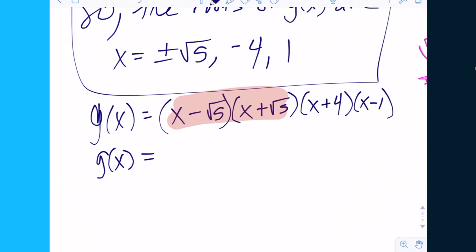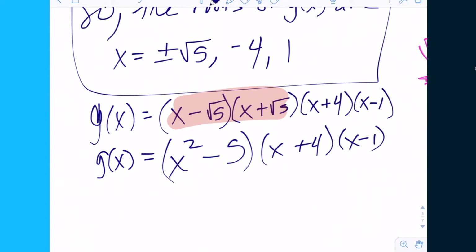G of x would equal, now the product of two conjugates, remember, is a difference of squares, and it doesn't have to be perfect squares. So we get an x squared on the front, the inner and outers cancel, right? Minus root x plus root x, they're gone, and we're left with minus square root of 5 times square root of 5, which is minus 5 times the other two, and that's where you would stop.